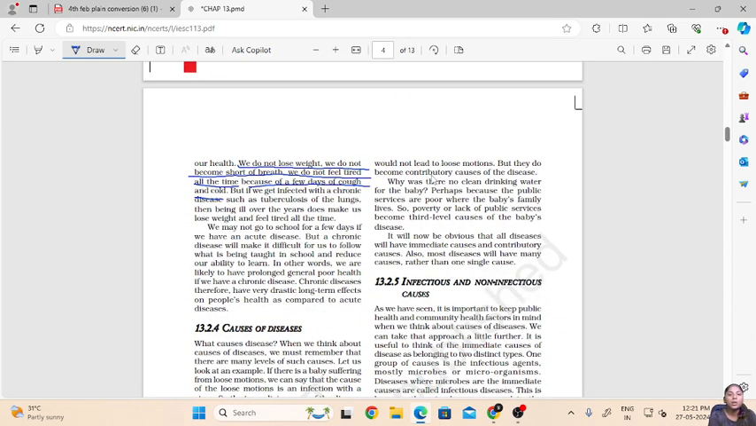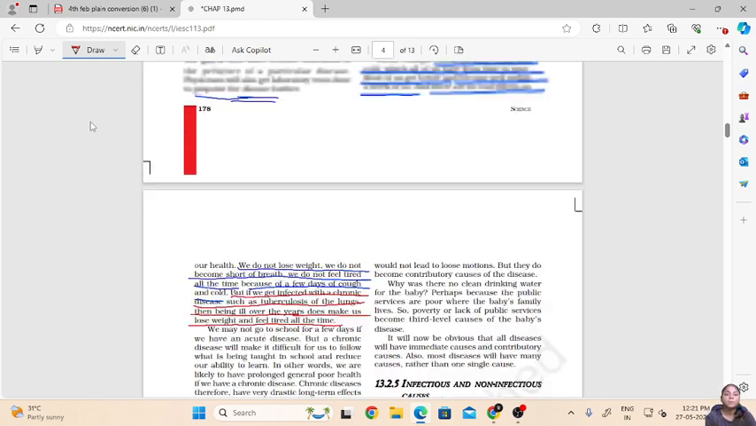But if we get infected with a chronic disease such as tuberculosis of the lungs, then being ill over the years does make us lose weight and feel tired all the time. Now when we are affected by a chronic disease, this disease will slowly start to reduce our efficiency, or it will make us more tired, or it will make us lose weight. It will have drastic changes in our body and our system.